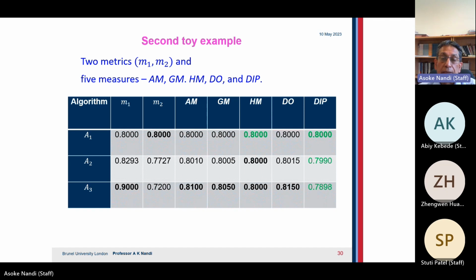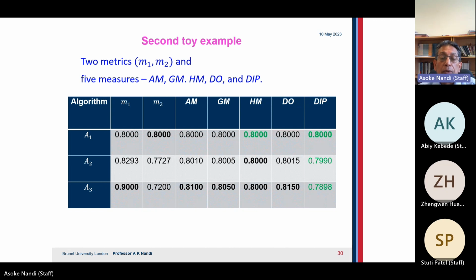This is another toy example. I made up the numbers. You've got three algorithms, and you've got two metrics. According to this, you look at these and you say, oh, that's the best. So A3 is the best. And you look at M2 here, that's the best. So we've got A1 best and A3 best. So if we use both, which is the best?